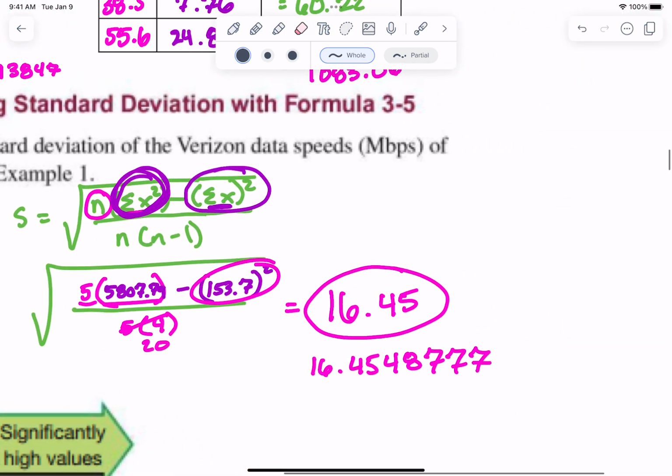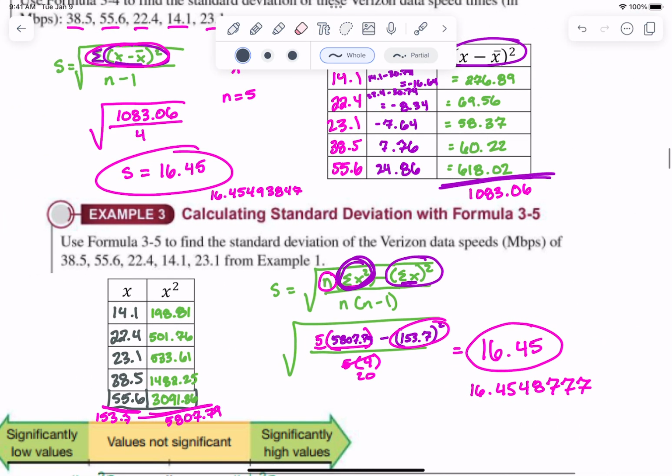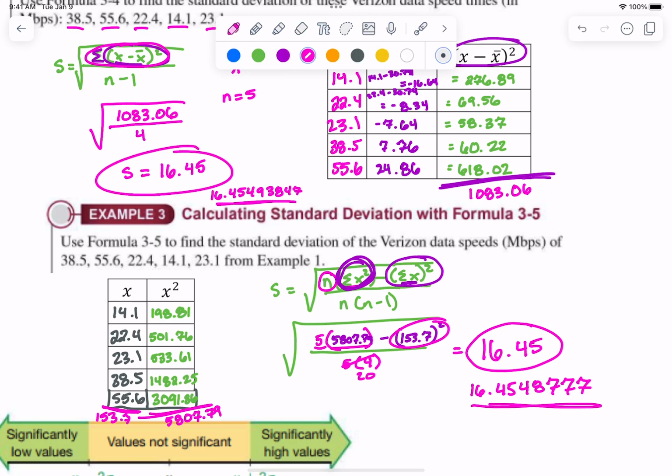All right, so 16.45 is what it rounds to, which is the same as what we got up here, but these exact numbers are just slightly different. But if we're only rounding to 2 decimal places, it should be okay, right? They should be pretty similar to each other. So it does not matter.